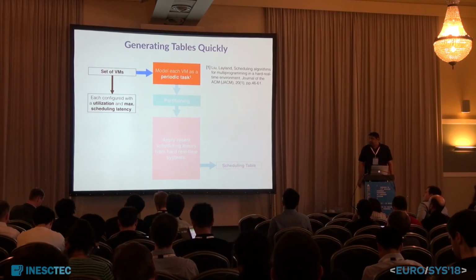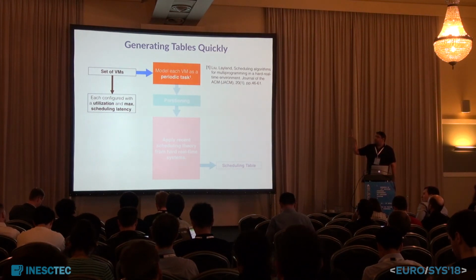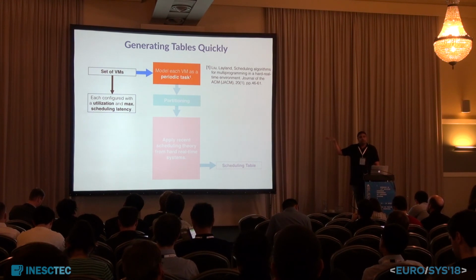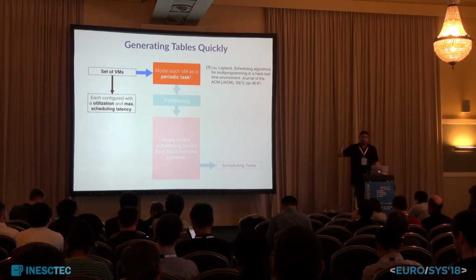All right, I briefly want to talk about that one transformation where we go from this utilization and maximum scheduling latency to this periodic task. Because once we make this transformation for each VM, we can then apply a whole bunch of literature that's been published in the real-time community on dealing with scheduling periodic tasks.